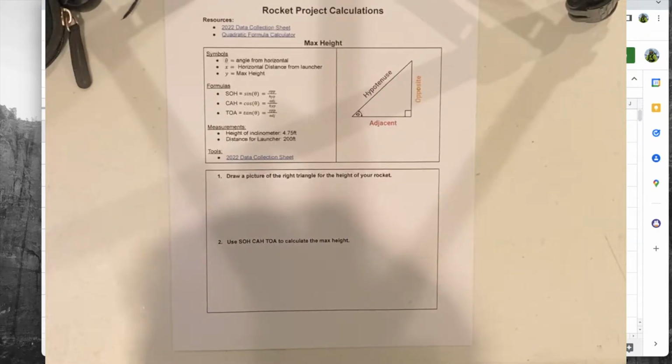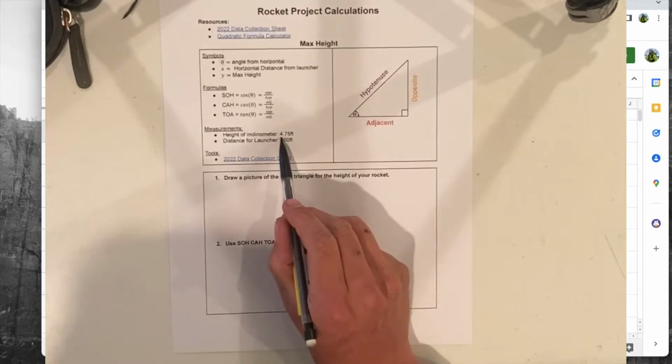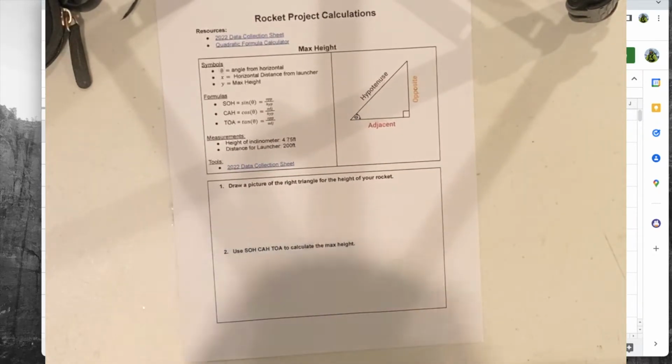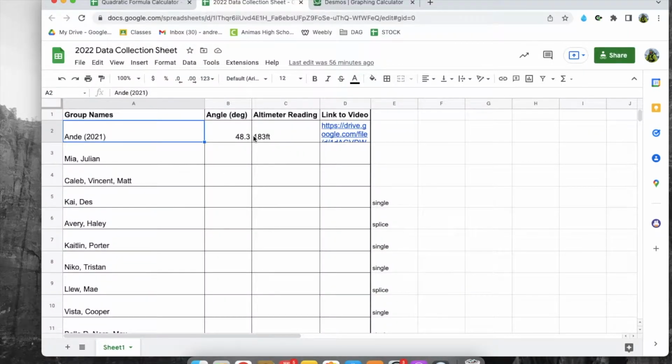So important measurements that we need to know to figure out our max height: the height of our inclinometer is 4.75 feet, and our inclinometer is exactly 200 feet away from our launcher. And so what I'm going to do is click on this right here and go to my data collection sheet. And this is where I'm going to find the numbers I need to do my rocket calculations.